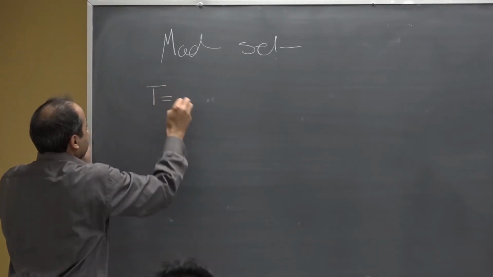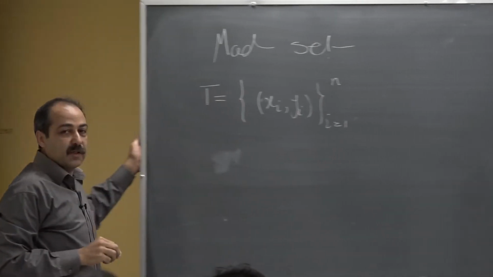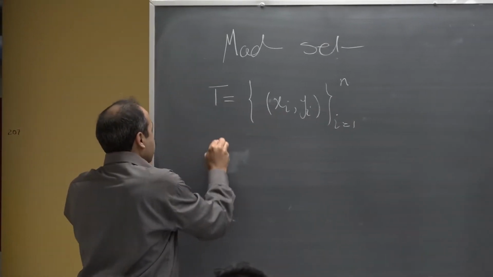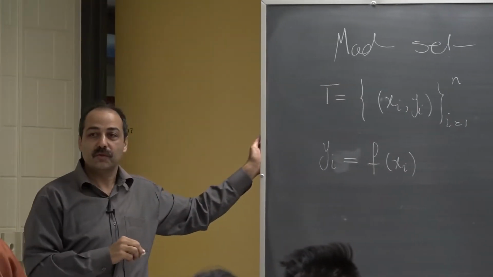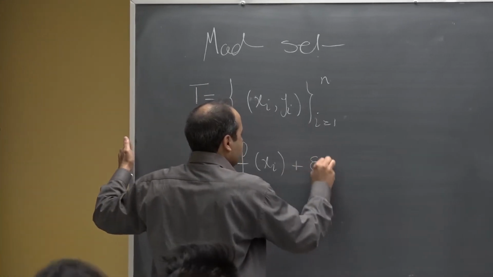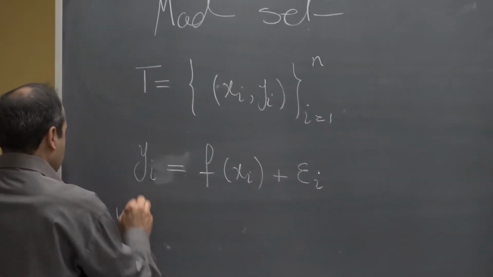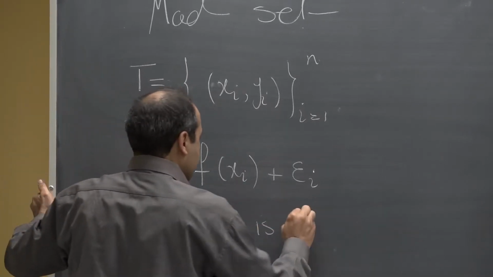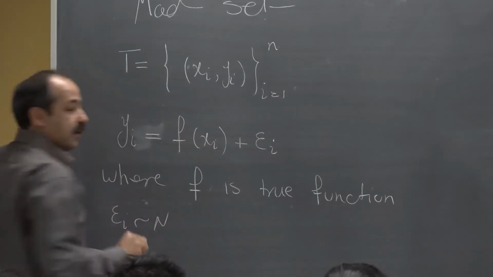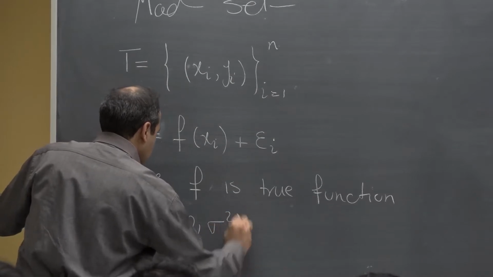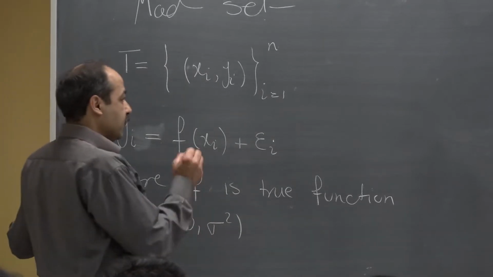Okay, I'm going to define T to be a set of data. Say I have n data points. This is my training set. I assume that each data point, yi, is f of xi, where f is the true underlying function, plus some noise. So this f is the true function and epsilon is some noise. So we are assuming that it's Gaussian noise centered at 0 with a standard deviation sigma. Okay? So I assume that the noise is additive noise.